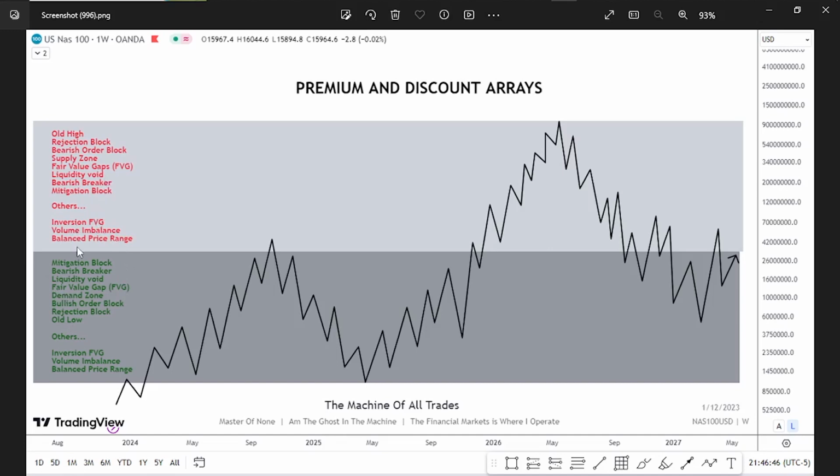When we get to the premium, I mean discount levels, the moment we get immediately into discount levels, this is the order of our mitigations: mitigation block, bearish breaker block, liquidity void, fair value gap, FVG, demand zone, bullish order block, rejection block, old low, and others like what I said.